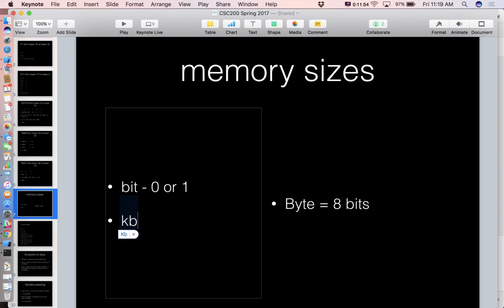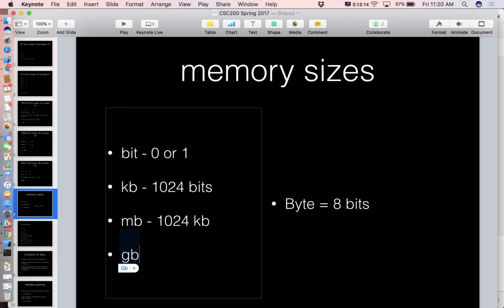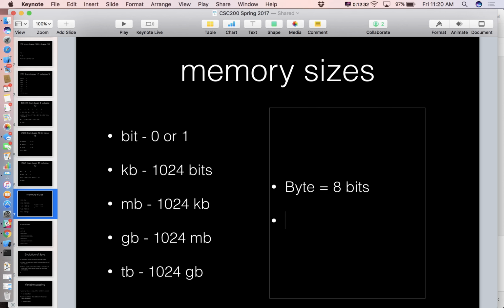Then we have a kilobit, lowercase b. This is 1,024 bits. We have a megabit, lowercase b. This is 1,024 kilobits. We have a gigabit, lowercase b. This is 1,024 megabits. We have a terabit, which is rarely used but exists. This is 1,024 gigabits.